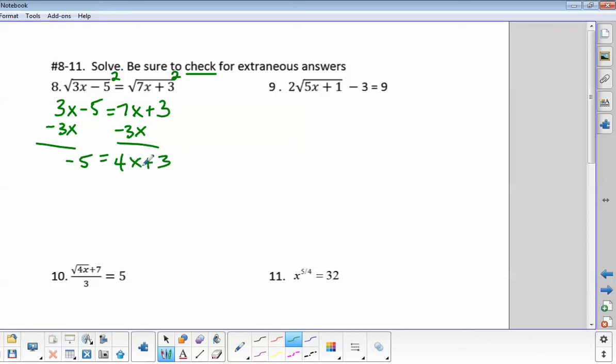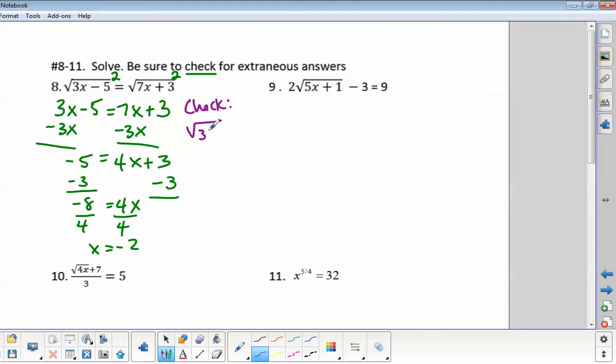And you want to isolate the x, so get rid of the 3. And divide by 4. So I have x equals -2. Now you want to check your solution to make sure that it works. So here's my check.